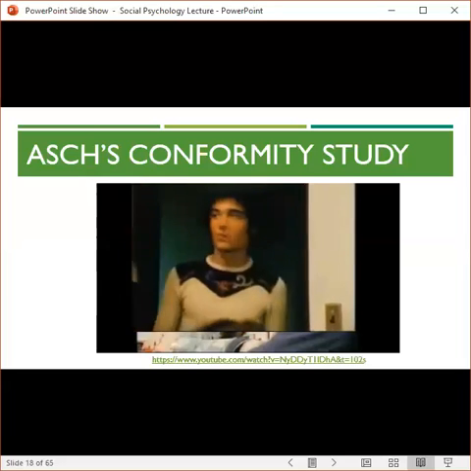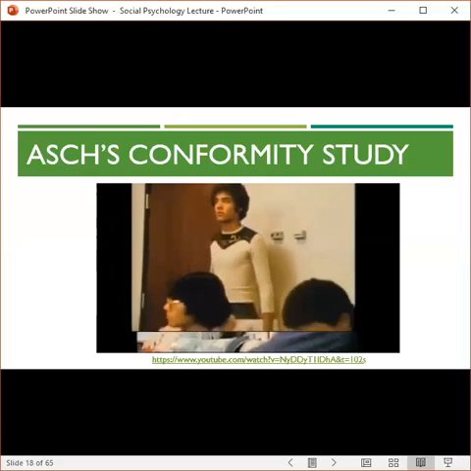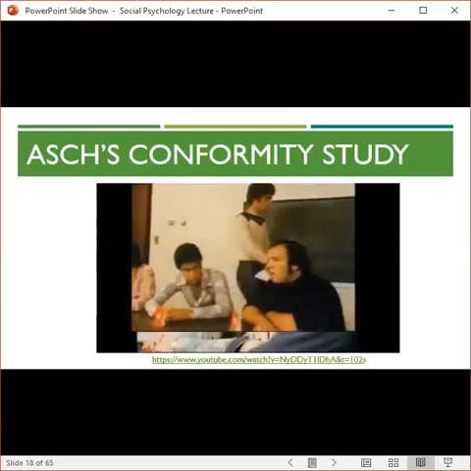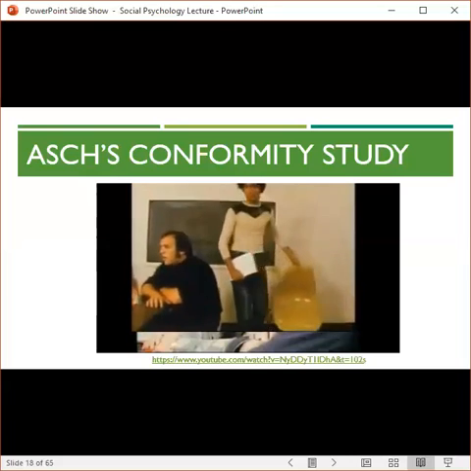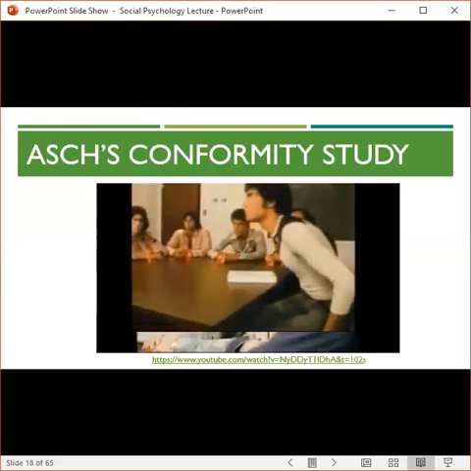Sometimes we go along with a group because what they say convinces us they are right. This is called informational conformity. But sometimes we conform because we are apprehensive that the group will disapprove if we are deviant. This is called normative conformity.